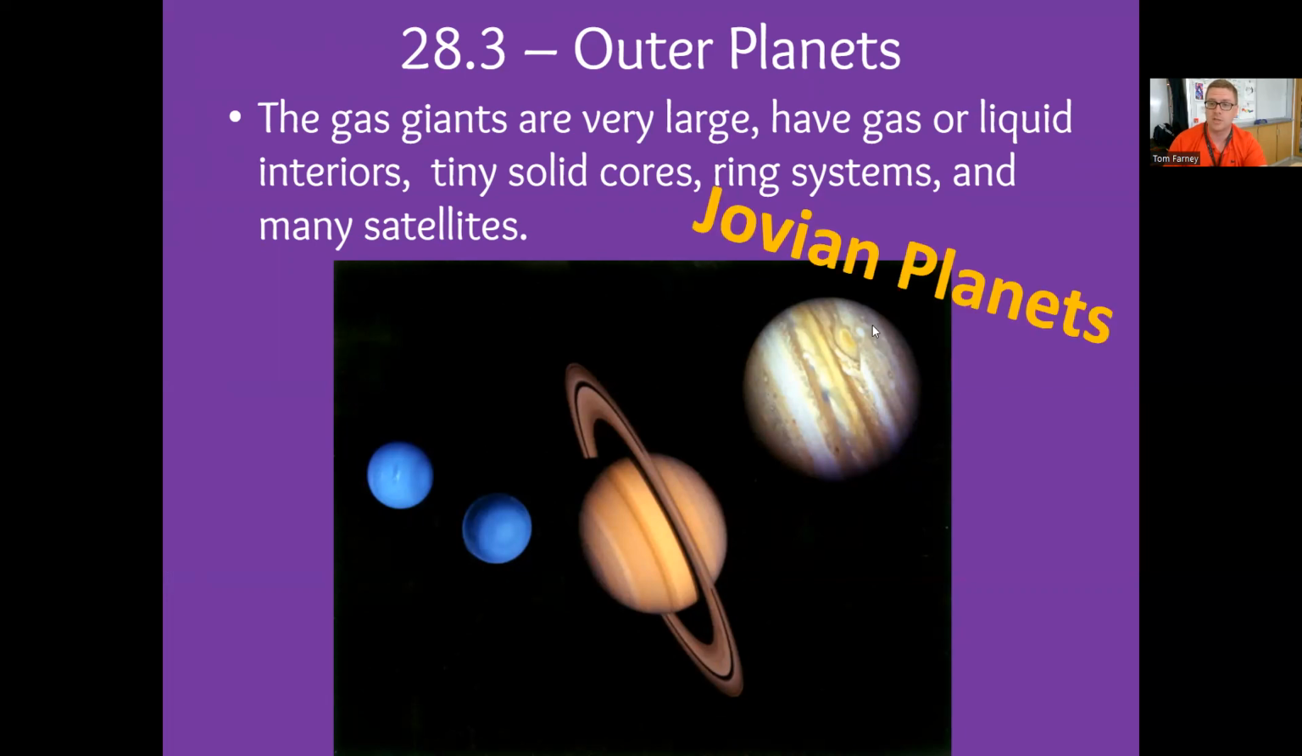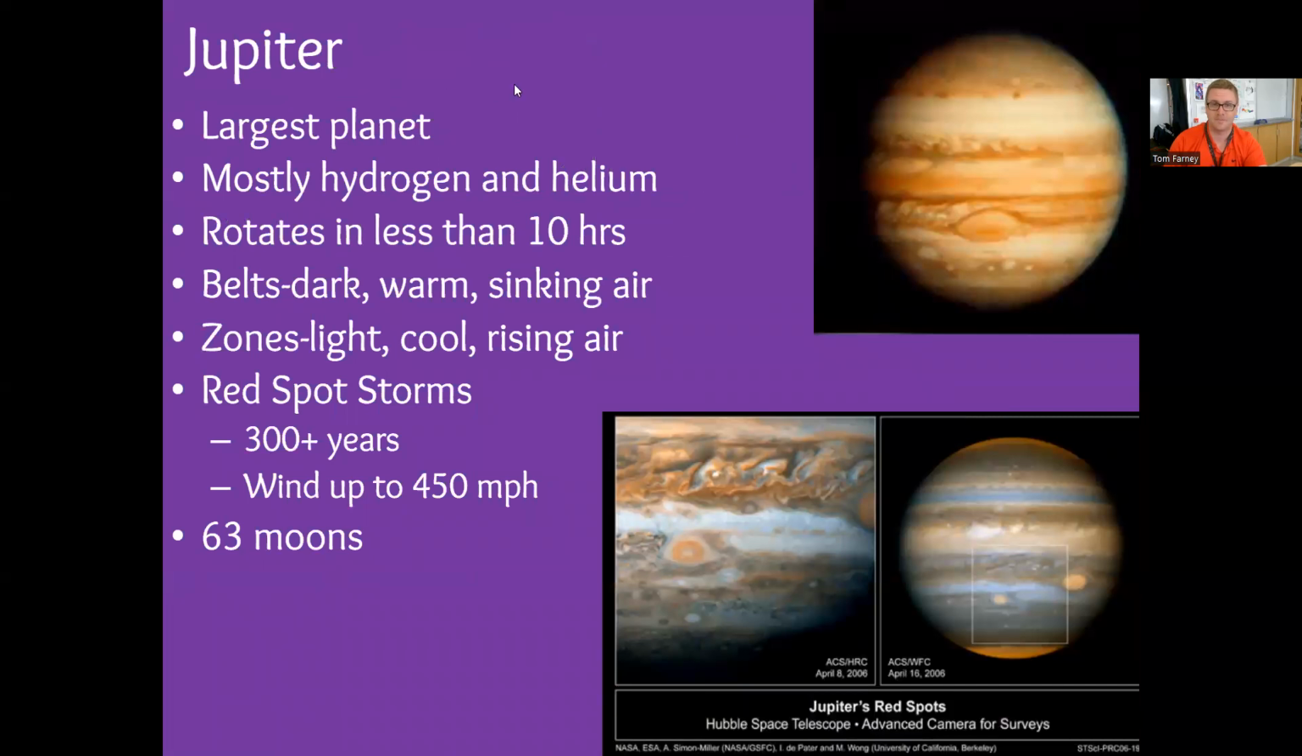And we refer to these as the Jovian planets. So our terrestrial inner planets: Mercury, Venus, Earth, Mars. Our Jovian outer planets, our gas giants, are Jupiter, Saturn, Uranus, Neptune, right here. Sorry, Pluto, you didn't make the cut for the Jovian planets. It's okay, we'll get there.